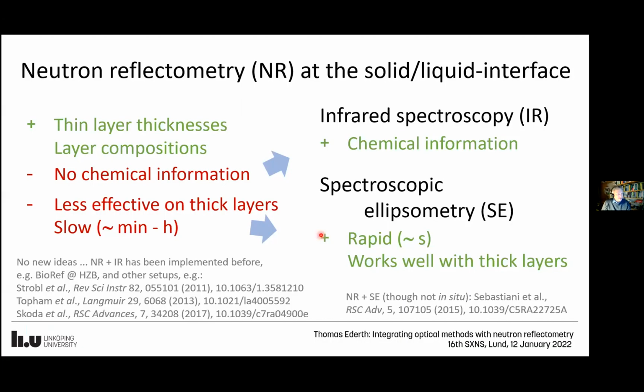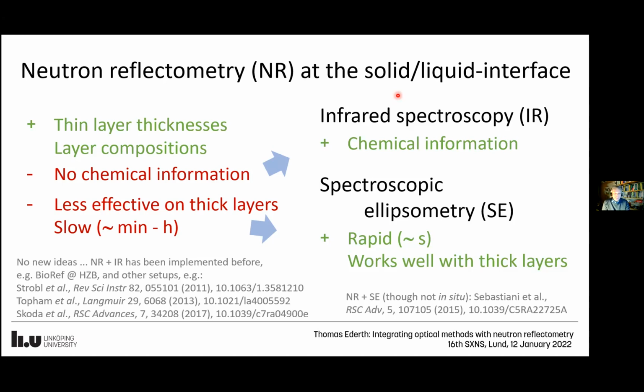I'm sure that a number of people in the audience can testify to the benefits and advantages of neutron reflectometry, not just at the solid-liquid interface, which is what we will be dealing with. But despite all the greatness of reflectometry, there are some disadvantages. Among these, there is no chemical information in these measurements, it doesn't work well with thick layers, and it is relatively slow. These are well-known problems, and people have addressed these before. There are a number of references given on the slides, which you can look up.